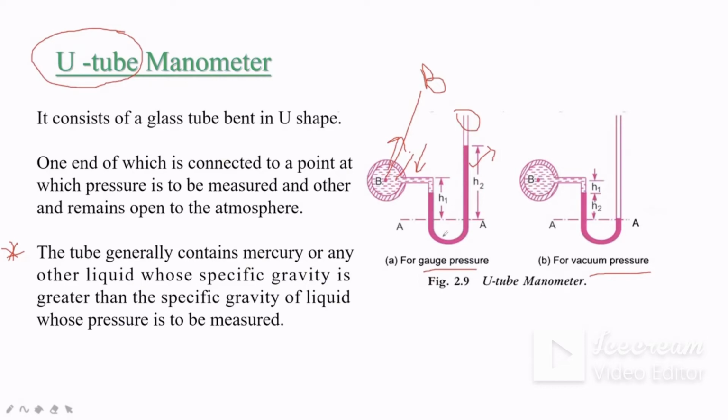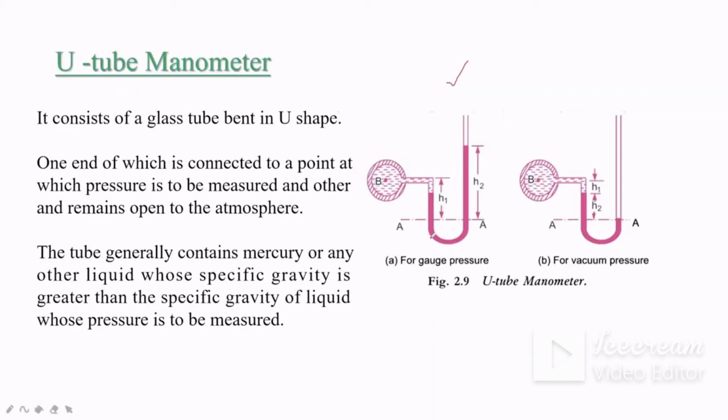Okay, so for gauge pressure this is the system and for vacuum pressure this is the system. So this H1 is the distance from here to here. They have taken A as datum. We'll just know this. In future slides you will know what H1, H2 are. So this is the U-tube manometer. Because the glass tube is bent in U shape, it has the name U-tube manometer.